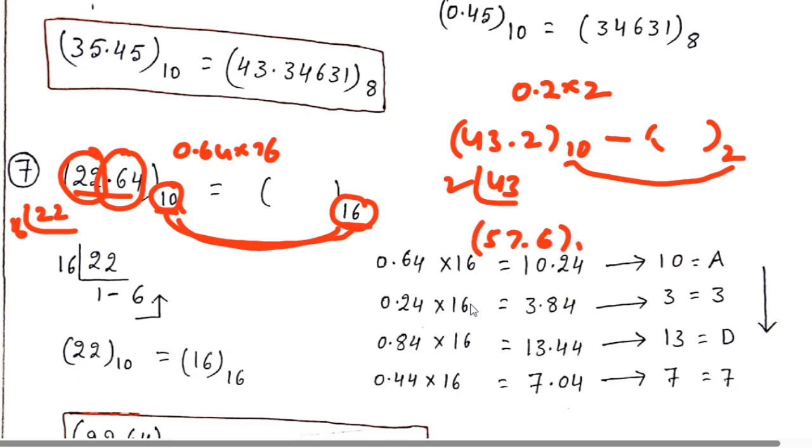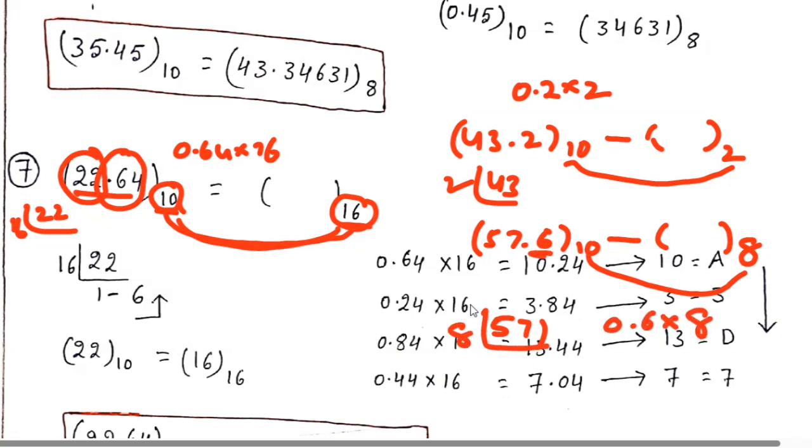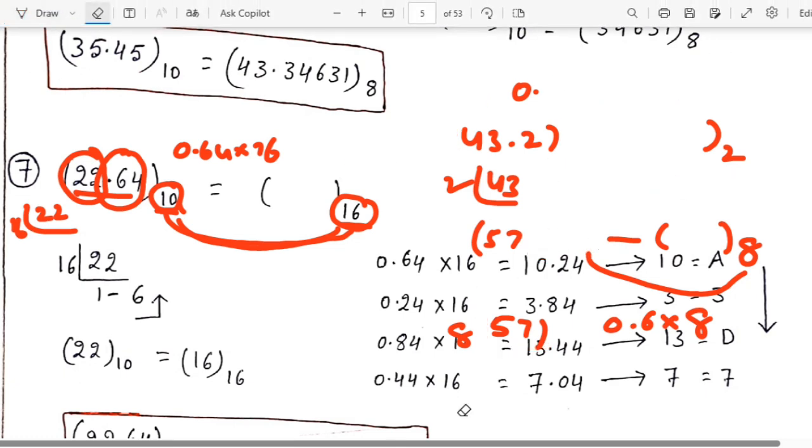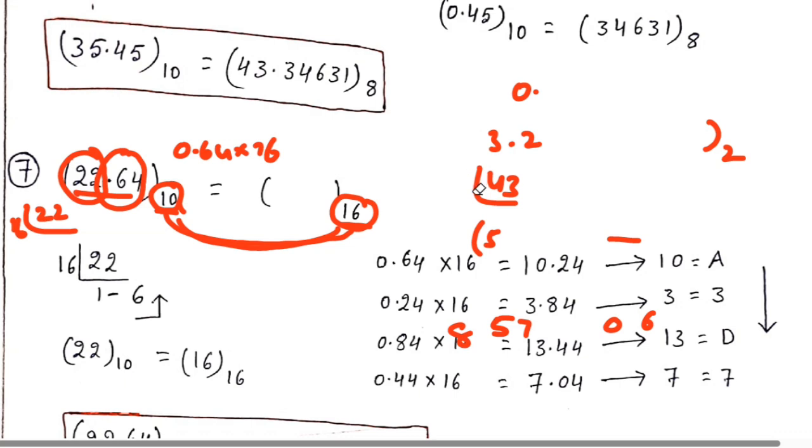For example, 57.6 base 10 converted into the octal number system, decimal to octal: 57 is divided by 8, and 0.6 is multiplied by 8. In the last class we have seen this. Now we are going to convert decimal number system into hexadecimal number system.